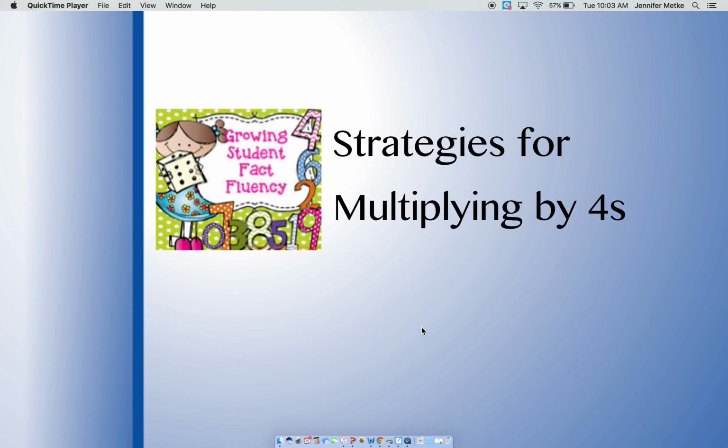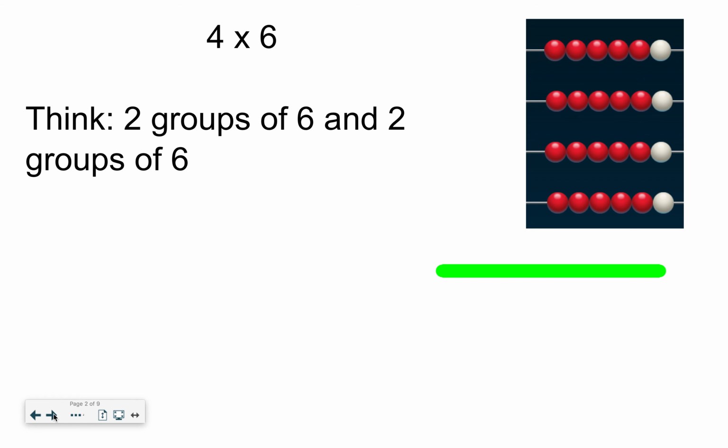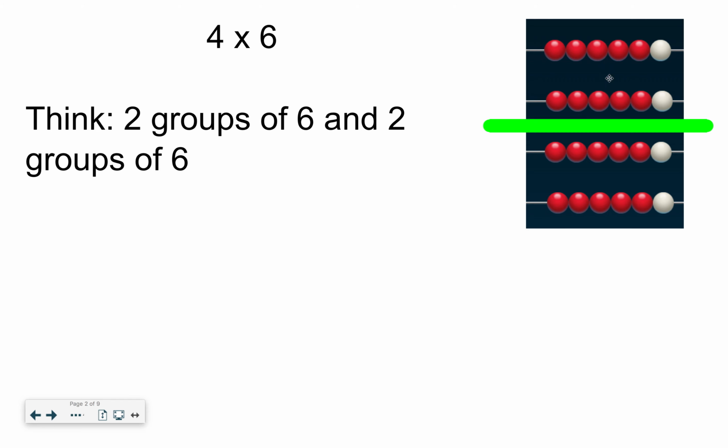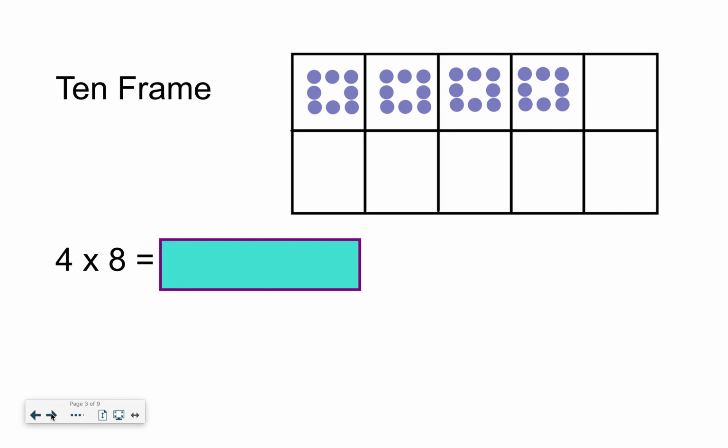This video will discuss strategies for multiplying by 4s. When I have the problem 4 times 6, I could skip count 6 4 times, but that's not really efficient. So I'm going to use what I already know, and I already know my doubles. So instead of seeing this as 4 times 6, I'm going to think about this as 2 times 6 plus 2 times 6. Well, I know my doubles for 6 is 12. 12 plus 12 is 24.